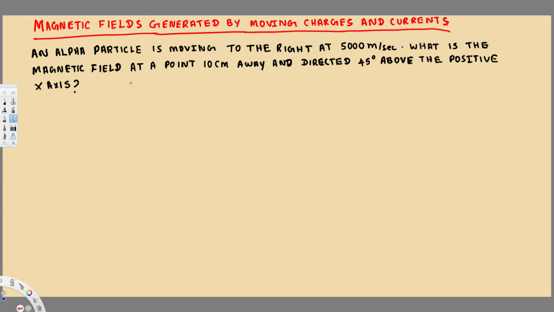So first of all, an alpha particle is basically a particle with two protons and two neutrons, right? It's the actual nucleus of a helium atom. So this is going to be the alpha particle, and they are saying this particle is moving right at 5000 meters per second. So the velocity is going to be 5000 meters per second, and this is in the x direction, right? So this is going to be i cap.